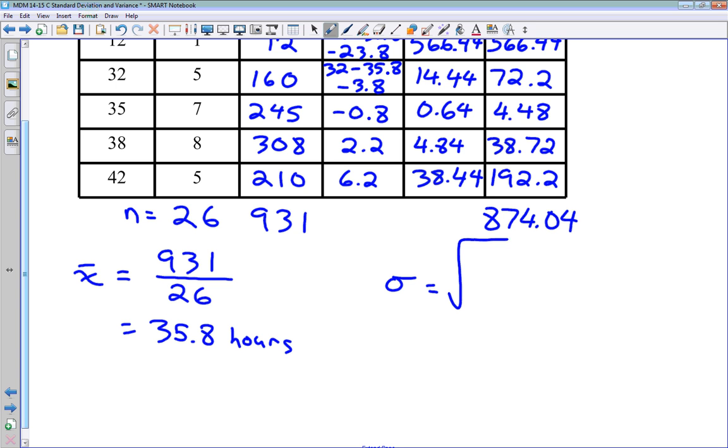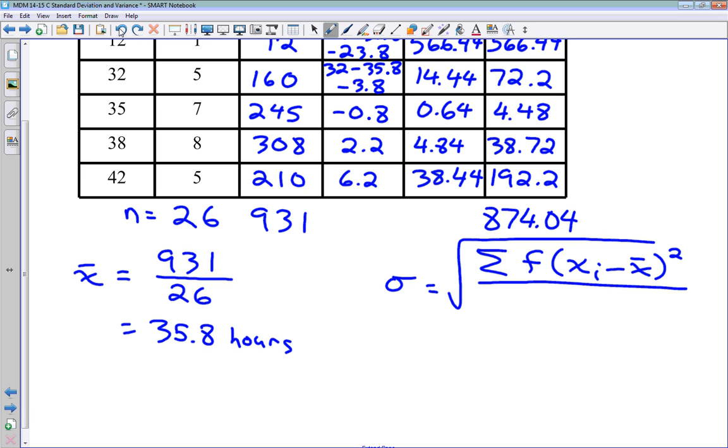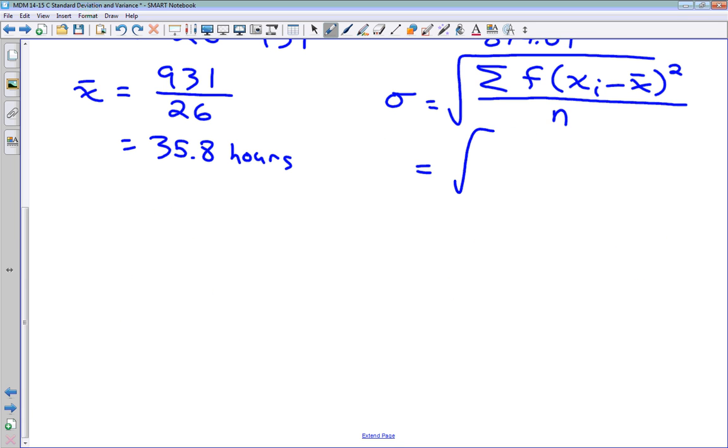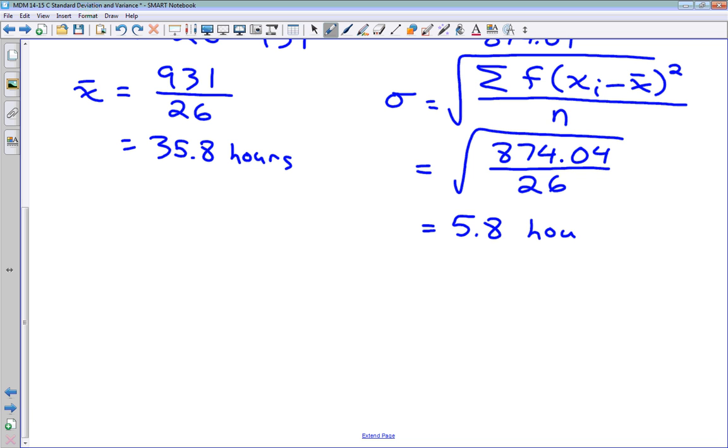It's going to be the square root of the sum of all of the frequencies times all of our individual deviations squared, and then we want to take the average. So divide by, in this case, the number of things. So let's put in what we've got here. We've got the square root of our 874.04 divided by 26, okay, which gives us a standard deviation of 5.8 hours.